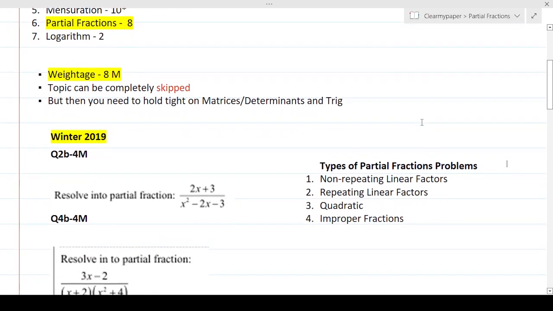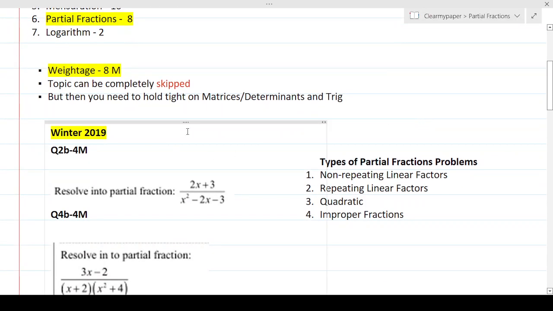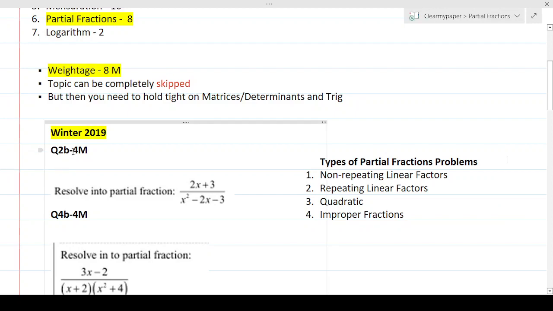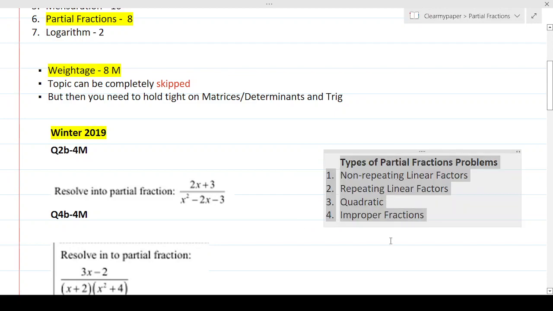So let's start with the winter 2019 paper. And again, like I discussed, the whole weightage of partial fractions is 8 marks. Typically you get 2 questions per paper for 4 marks each. So let's try to identify in the exam, if the problem comes, how to quickly apply this logic and see what type the problem belongs to.